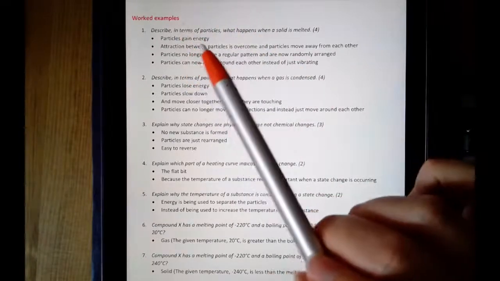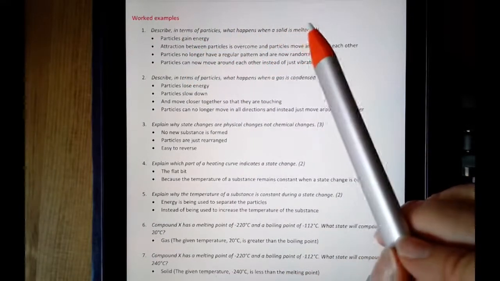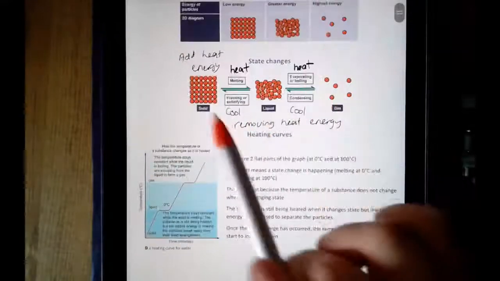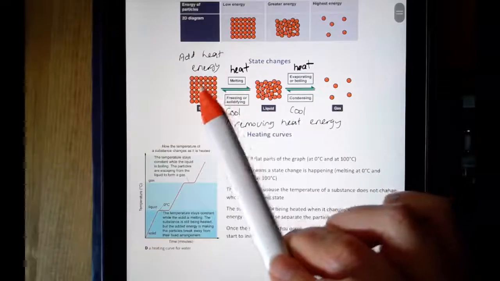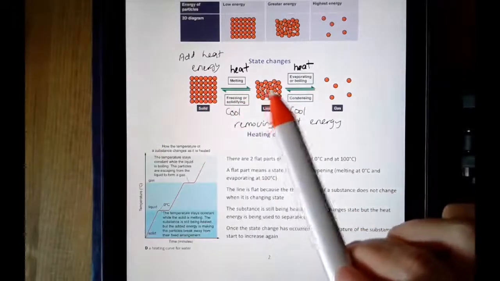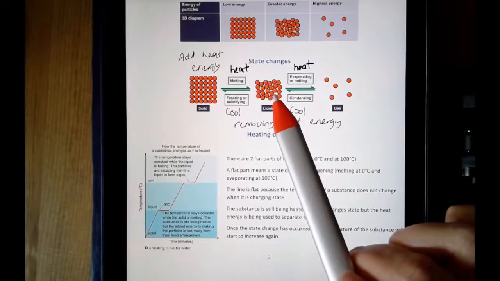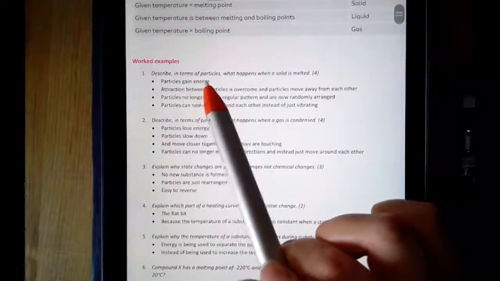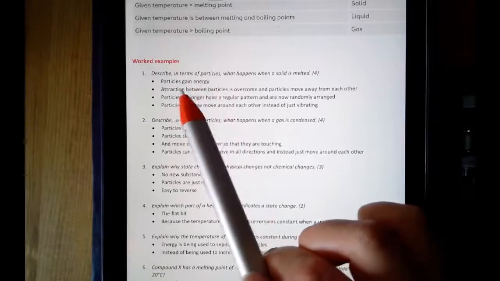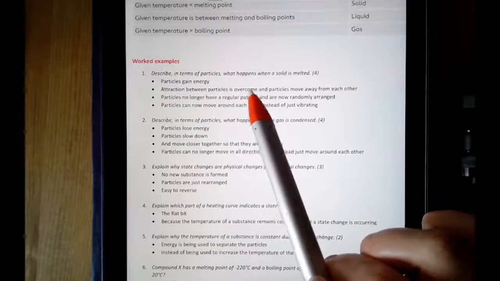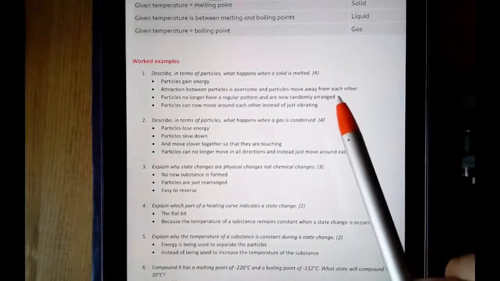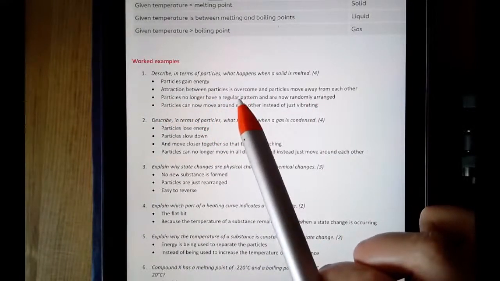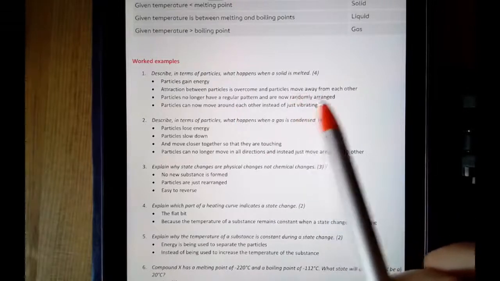So the first one here, describe in terms of particles what happens when a solid is melted, okay? So if you want to melt a solid, you need to break the attraction between those particles so that the particles are slightly further apart as they are in a liquid. To do that, those particles will need to gain energy. Once they gain energy, the attraction between them will be overcome and the particles can move further away from each other. Particles no longer have a regular pattern. They had a regular pattern as a solid, and now as a liquid, they're randomly arranged.